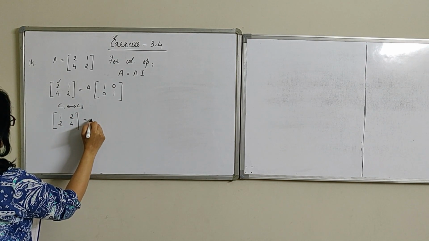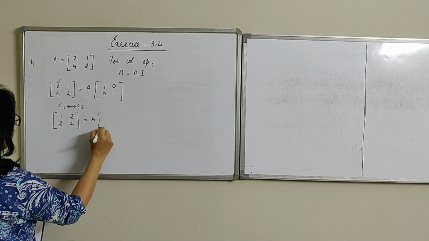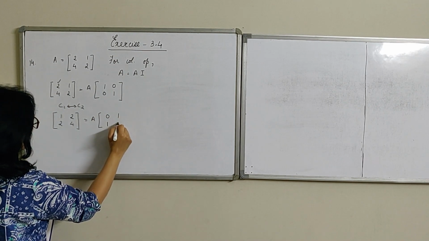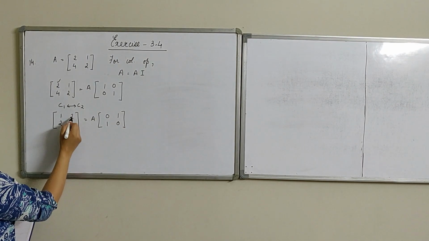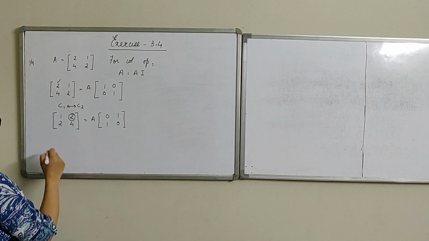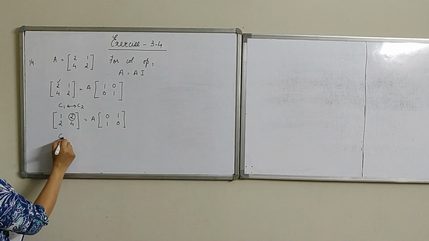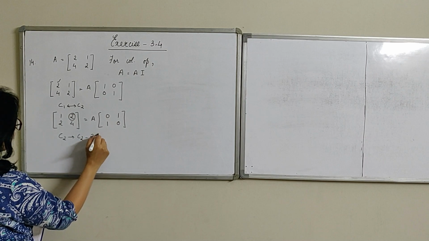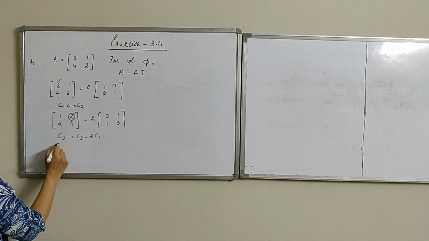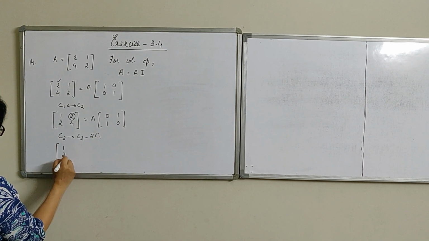Performing the same operation on the right hand side, interchanging columns, we get this. In column operations, we look for rows. So this element has to be converted into a 0. The element is in the second column. So second column elements minus twice of first column elements. The first column does not change.